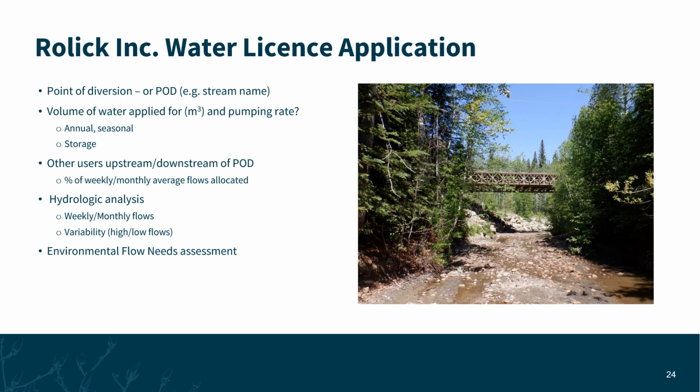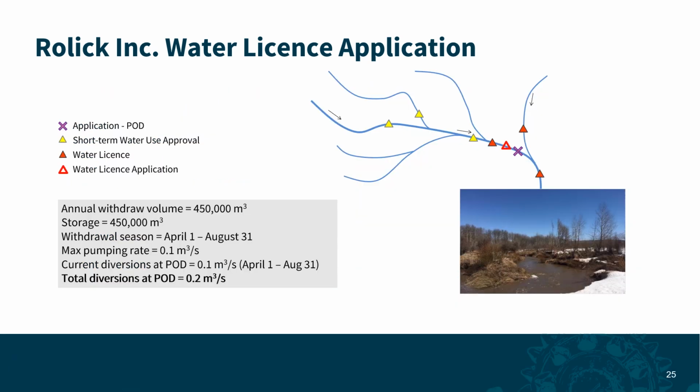So here I've got a little map of where my applied for POD and license are in the little purple X and open triangle there. And as you can see, there's several other users on the system. And I've detailed, my annual withdrawal volume is 450,000 cubic meters. I am lucky that I have all that available for storage in an off-stream pit or pond. I've also included the season that I want to withdraw, my maximum pumping rate, and a summary of the current diversions at that POD, and then also with my requested pumping rate, what are the total diversions at my POD.